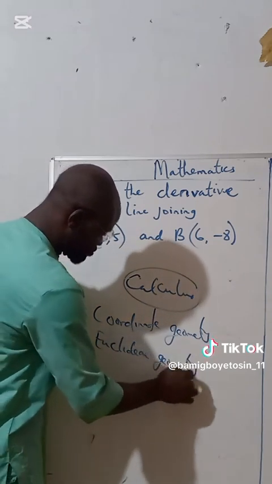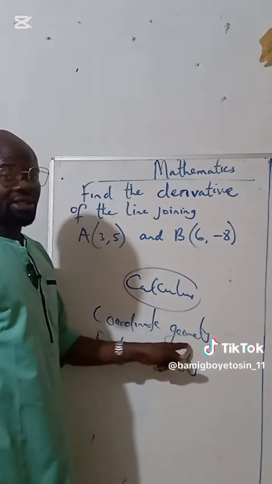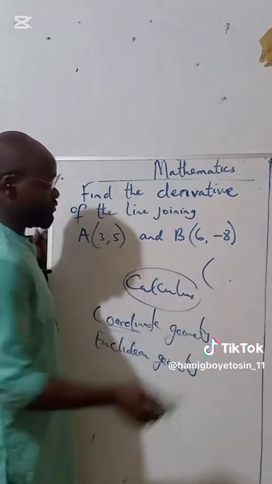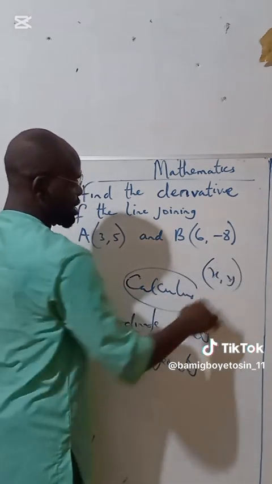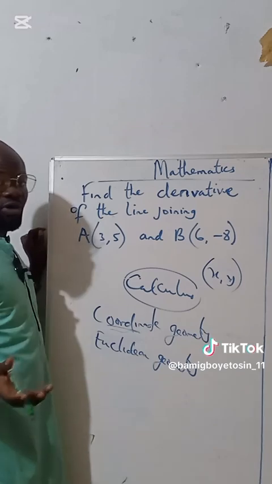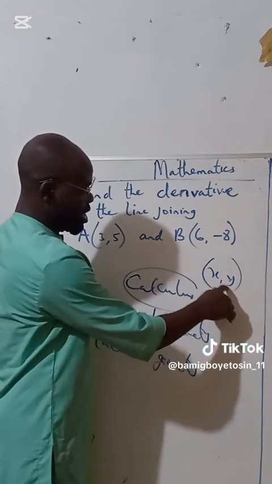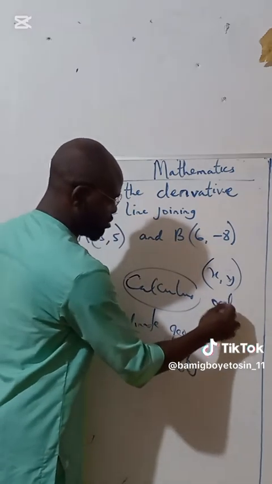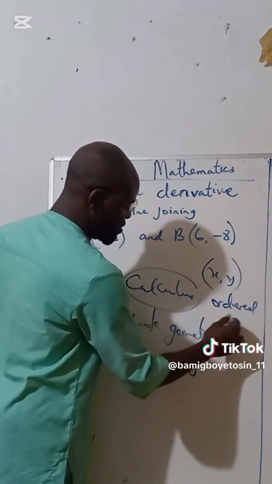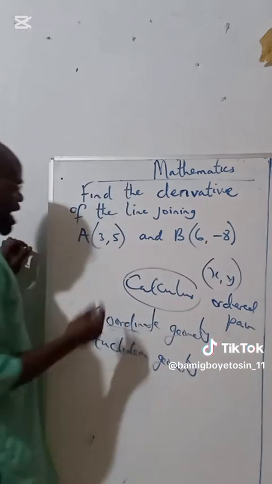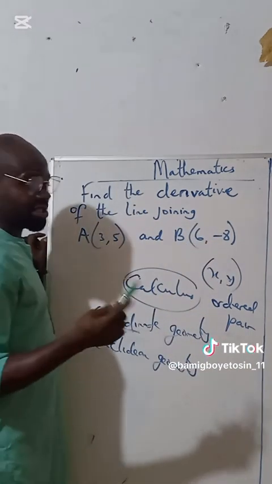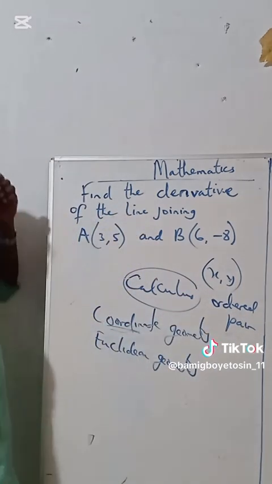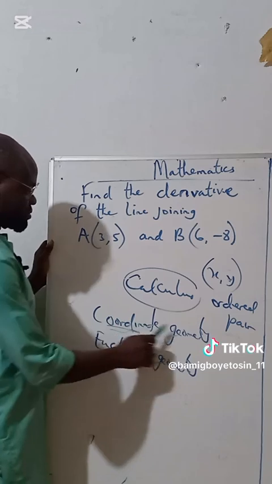So coordinate geometry deals with coordinates. Coordinates means like an ordered pair, for example, x and y. In the rectangular coordinate system, we have x and y, x and y. It is called an ordered pair. That is, any point you have in your rectangular coordinate system is taken from x and y coordinates. So that's coordinate geometry.